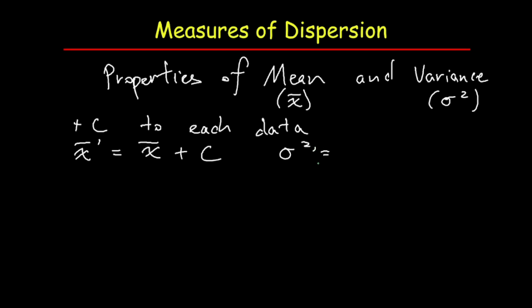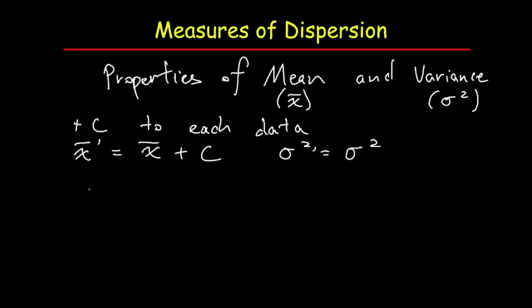Remember, when you add a value of c to the data, you're not really making them more spread out or anything. Each of them is just larger, but they're still realistically the same distance from the mean because the mean also increased along with each of the data. So the new variance is exactly the same as the old variance.